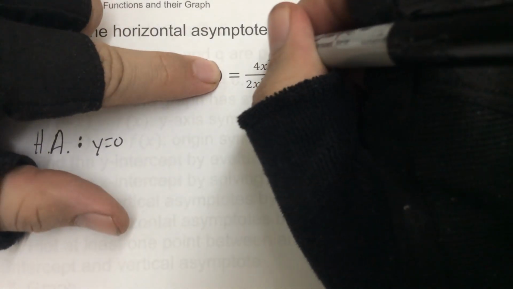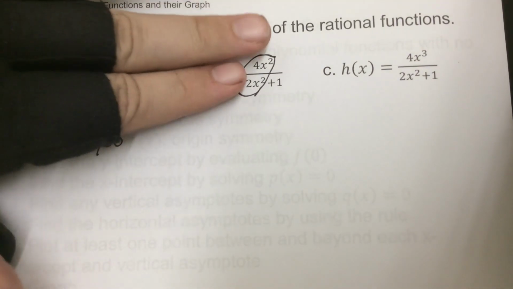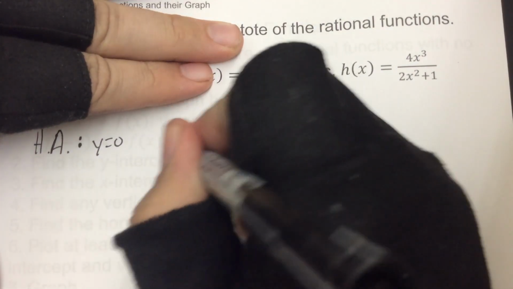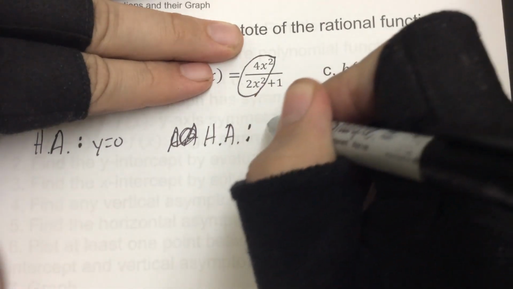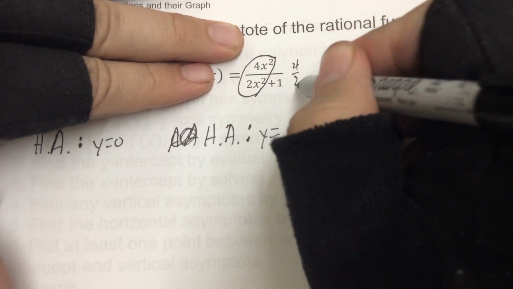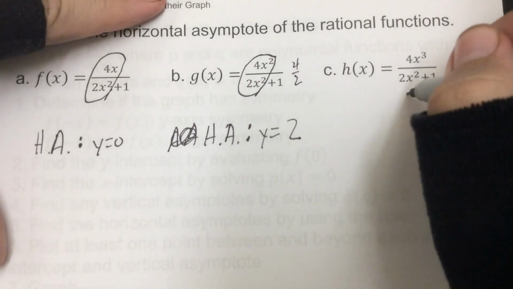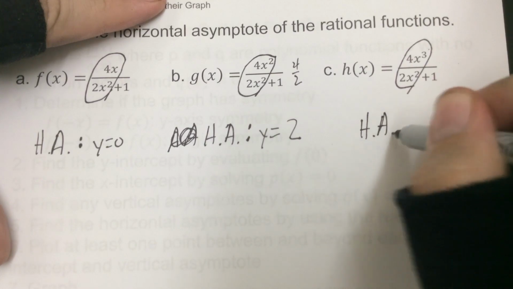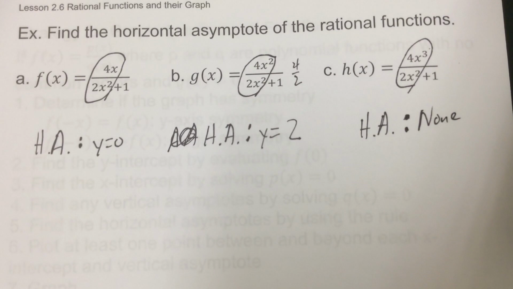Next one. Again, look in here. Leading coefficients, or leading terms. Here they're both x squared. So horizontal asymptote is going to end up being y equals, now, 4 over 2, which 4 divided by 2 is just 2, so y equals 2 would be your horizontal asymptote. Again, look in here. Top is bigger than the bottom, so horizontal asymptote, none. Not going to happen.